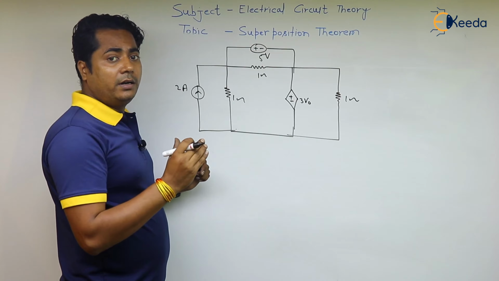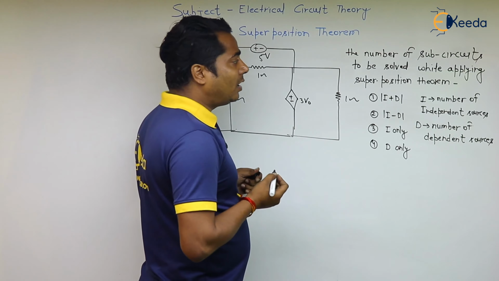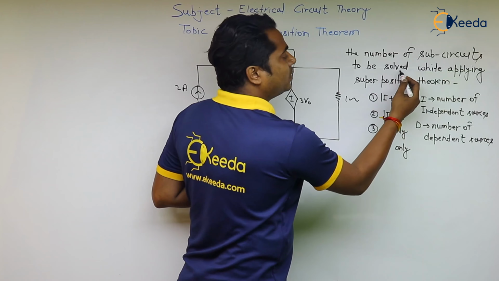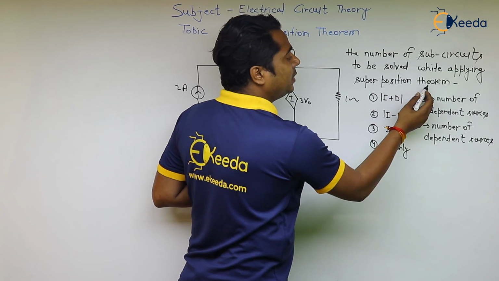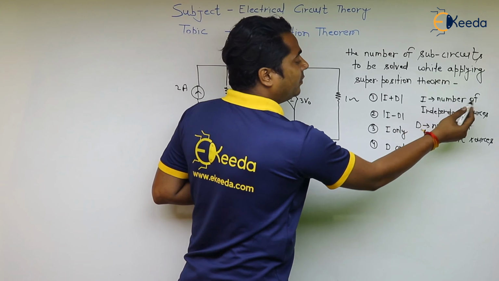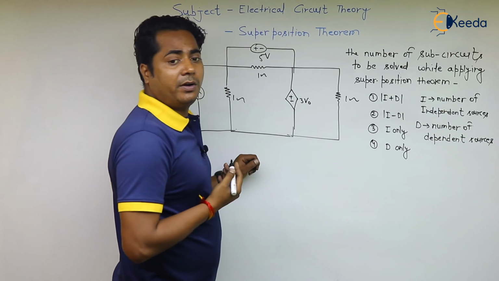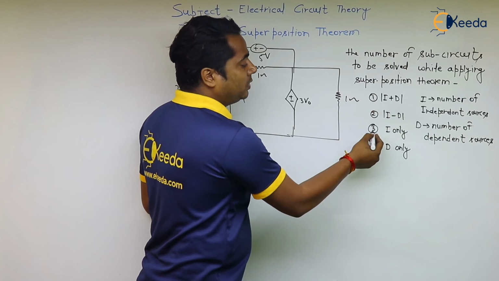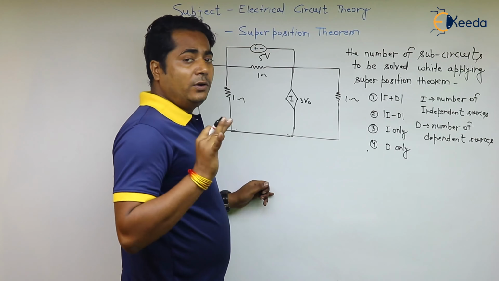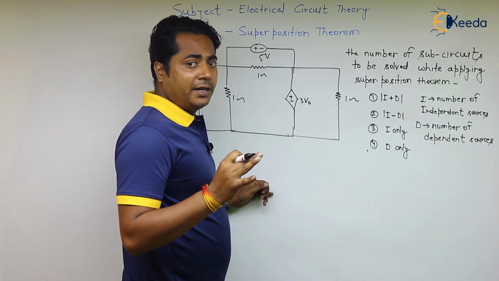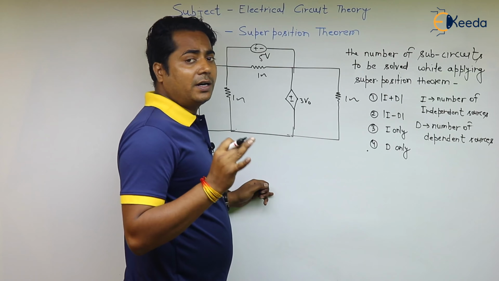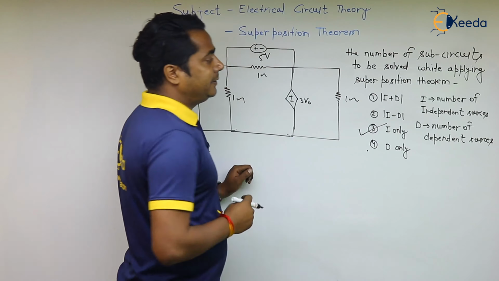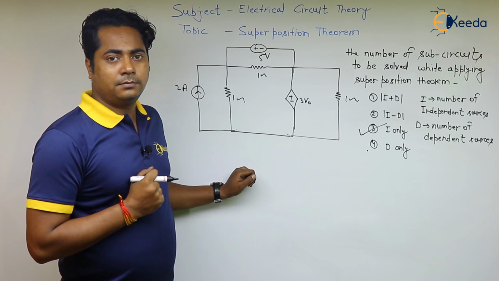One question has also been asked in examination: the number of sub-circuits to be solved while applying the superposition theorem is, where I is the number of independent sources and D is the number of dependent sources. Which will be the correct answer: 1, 2, 3 or 4? We know that we can only write sub-circuits for independent voltage or current sources. So the option will be I only. Thank you.